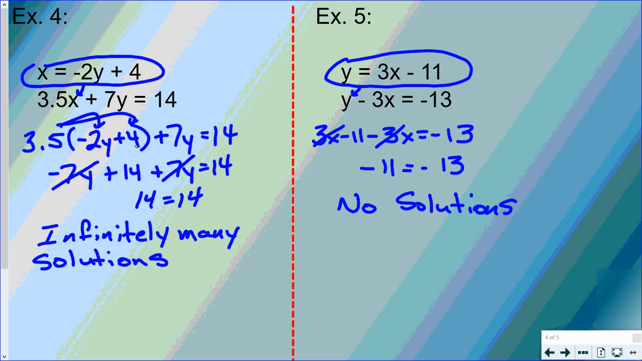All right, so you can have one solution to the system, you can have infinitely many solutions, or you can have no solutions. So this means there are no x,y ordered pairs that are a solution to both of these.